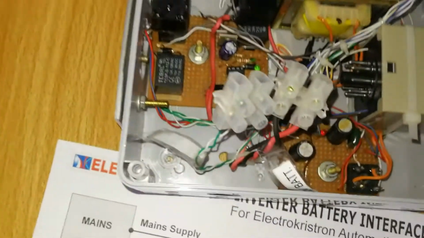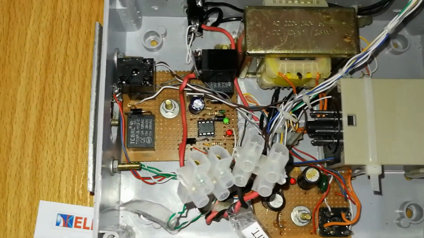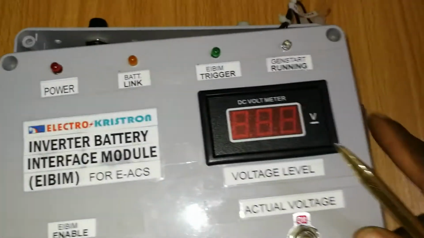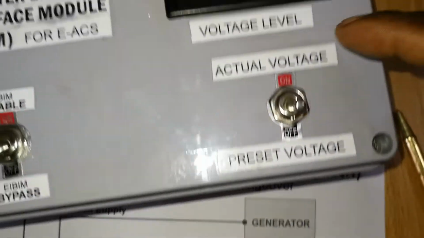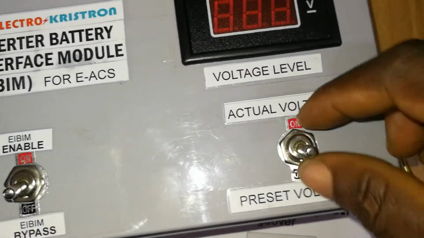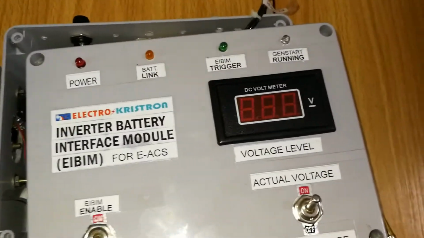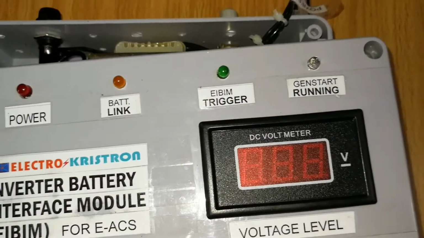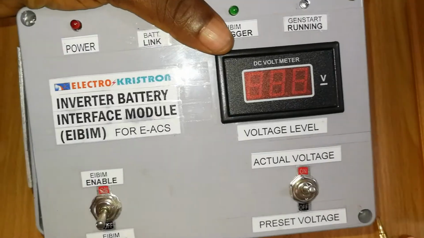Now the third one, which is this green one, is the one we call trigger. Trigger means that point when the preset threshold voltage and the actual voltage meet, and the system comes alive in terms of starting your generator. We're going to see how all of that works in a short while. So we just take this off and then we do our connection.